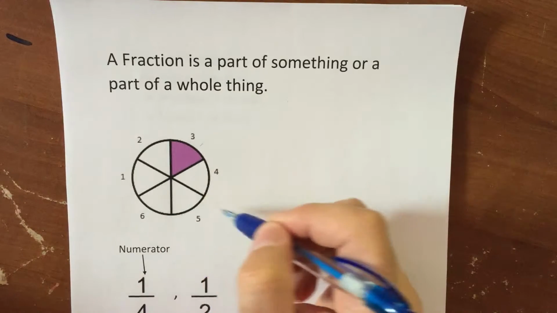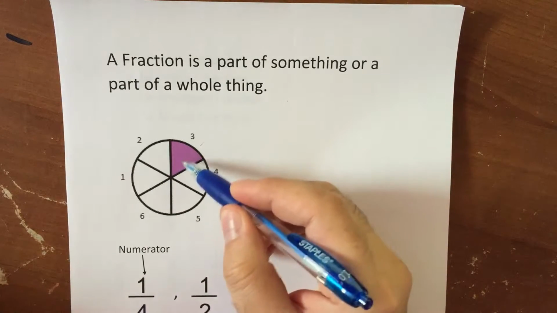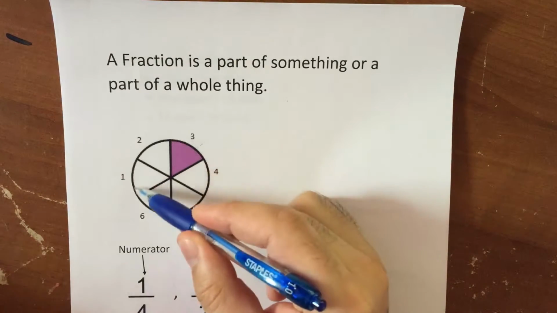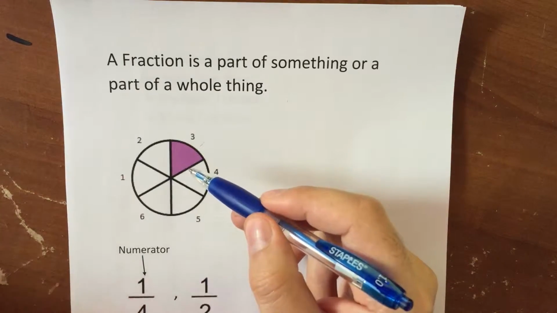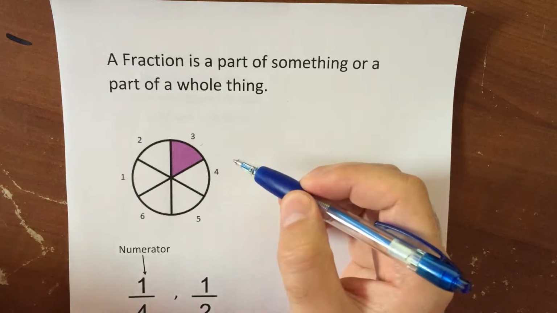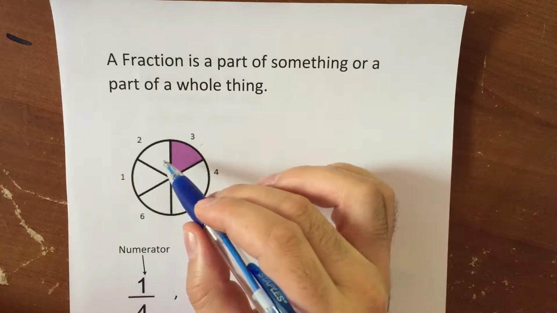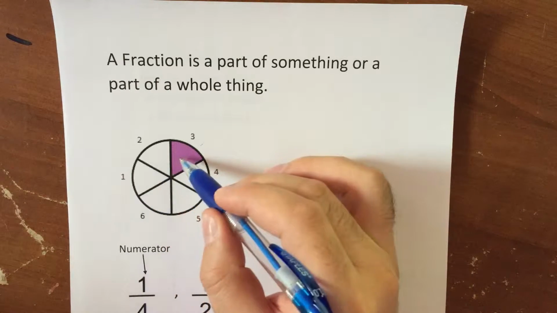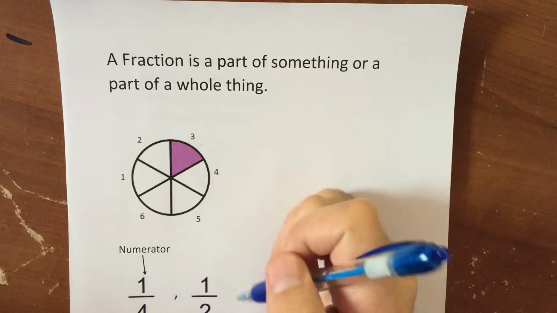So in this case we have a circle or a pizza, if you will. This part, the purple part, is just a fraction of this whole pizza, if you will, and it's divided into several parts, so it has to be divided equally. Every part has to be divided equally, just as this part is the same as this part and this part is the same as this, so each part is equally divided.